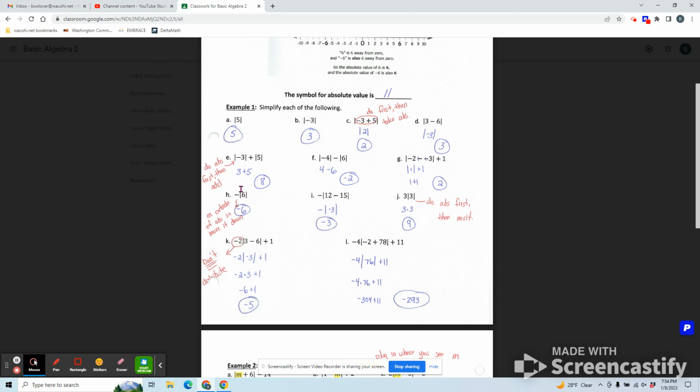So the absolute value of 6 is 6. Then the negative comes down, and that's it. I already took the absolute value. I'm not going to do it again. Letter I, 12 minus 15, take the absolute value. So that would be absolute value of -3 is 3, but that negative trickles on down.